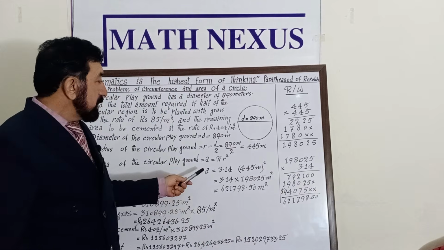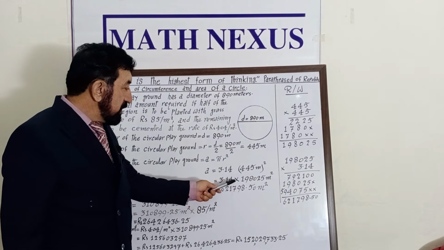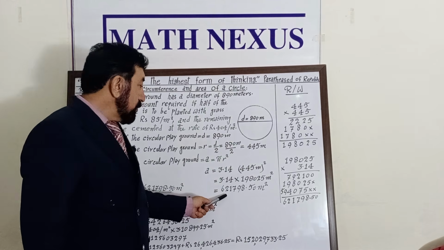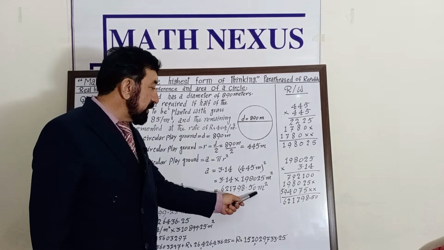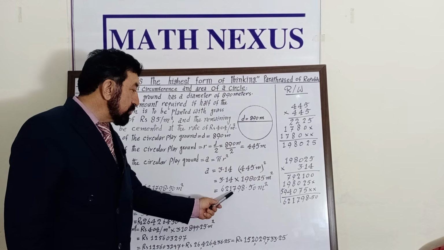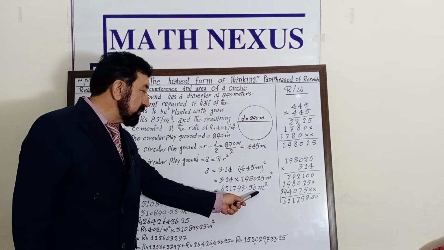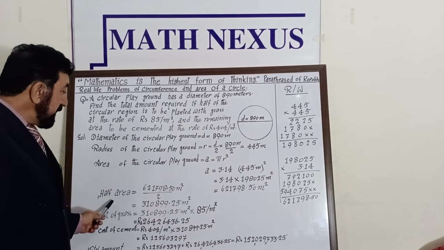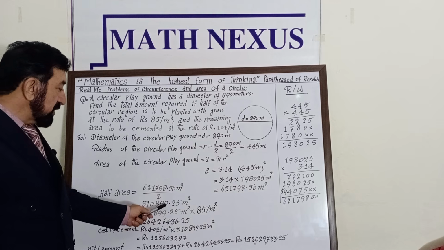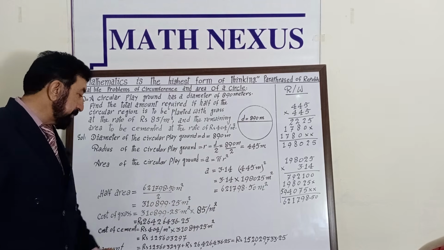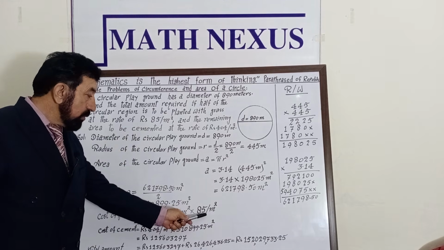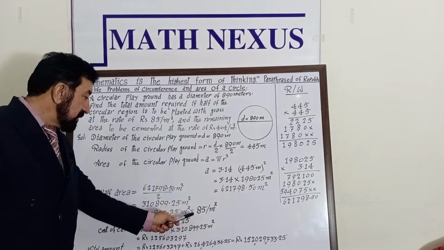1,98,025. This amount into 3.14. This is equal to 6,21,798.50 meter square. Area is equal to 6,21,798.50 meter square. Now half area means divide this amount upon 2. This is equal to 3,10,899.25 meter square.